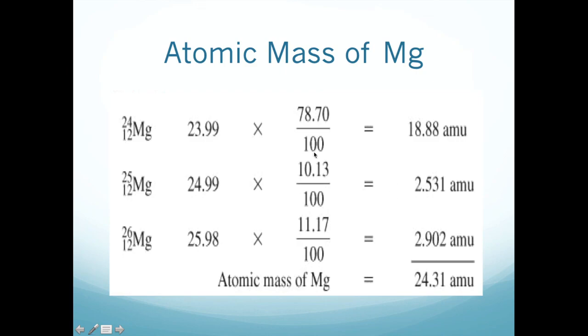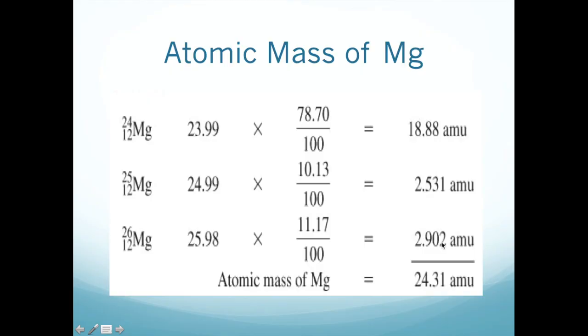If you add up these three percentages, you get 100%, because that's what makes up all of magnesium. When you get the mass contribution from each one of them and add them up, you get an average of 24.31 atomic mass units. If you look up magnesium on your periodic table, it's near the top of the second column, element number 12. You'll see that it has an average of 24.31 atomic mass units. But this is basically how they can calculate that number.